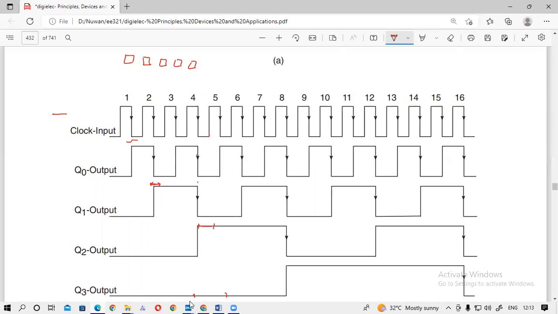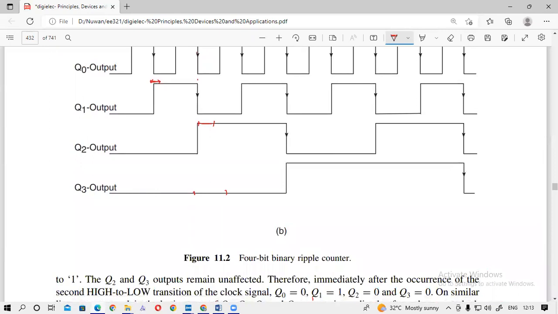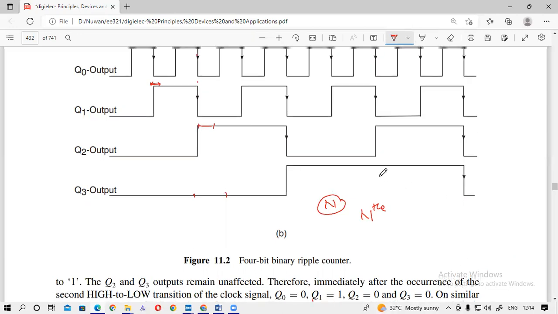That is clear, no? Okay, so if you consider the worst case, that means at the last flip-flop, let's say that we have n flip-flops, so the nth flip-flop will be most affected by the propagation delay. So what happens if the propagation delay is high? Can you understand what happened there?